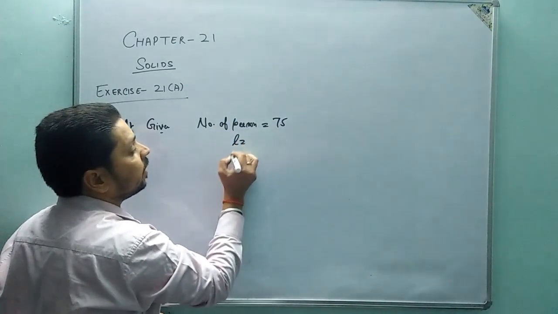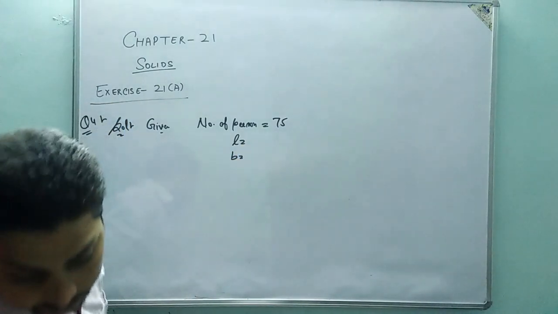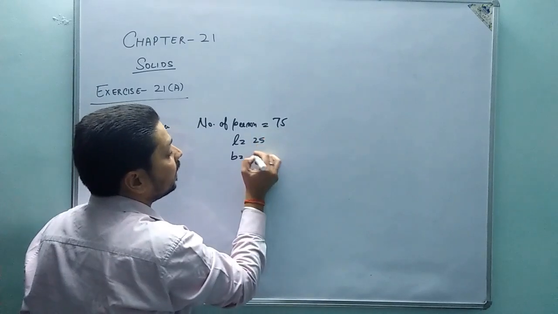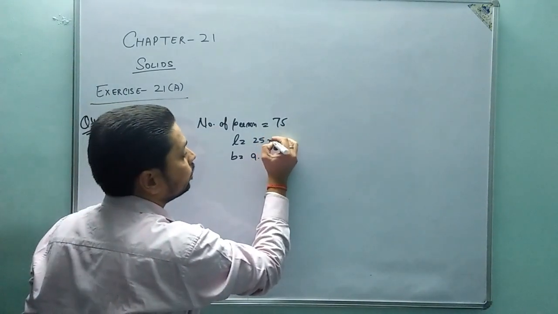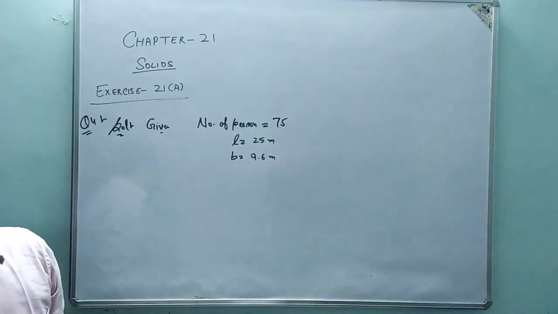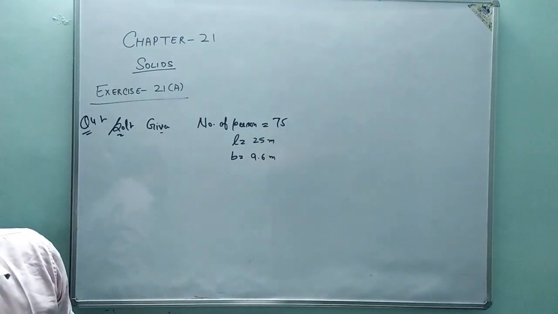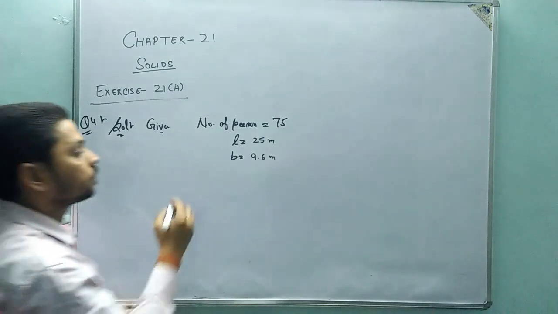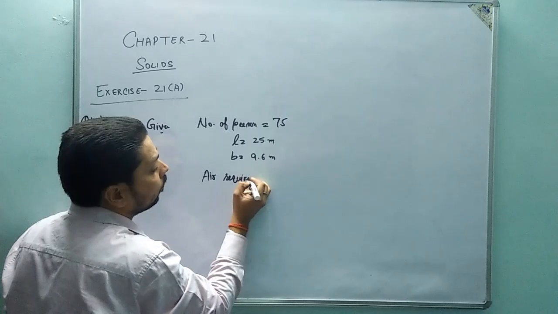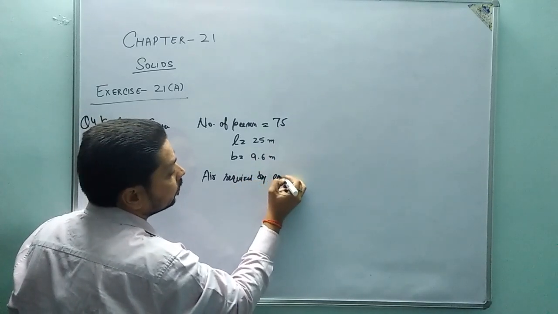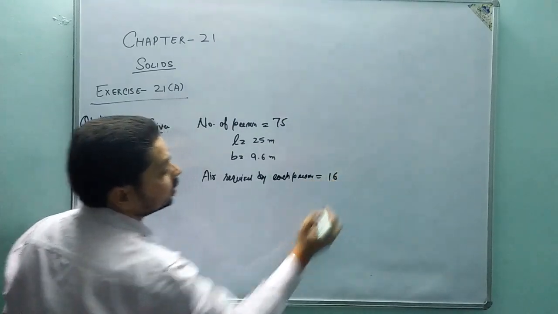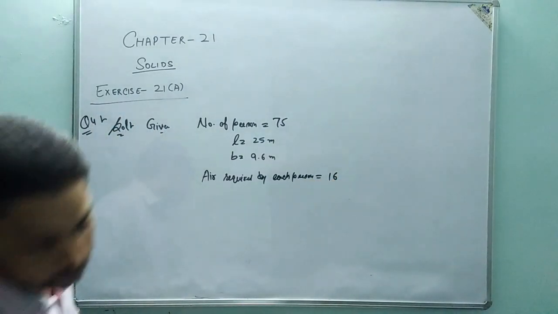Then length is given, breadth is given. What is length? Length is 25 and breadth is 9.6 meter. If each person requires 1.6 meter cube of air, air required by each person will be equal to 16 meter cube.